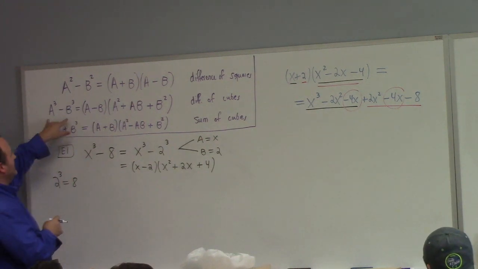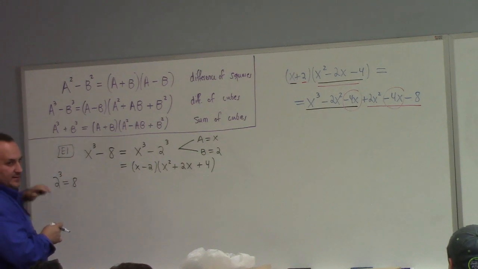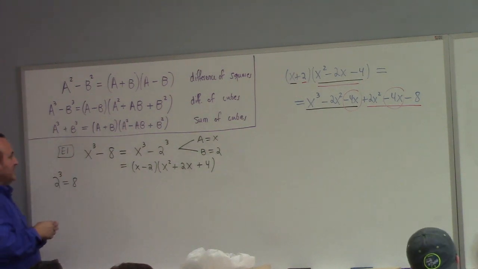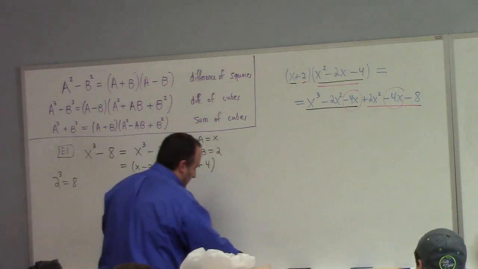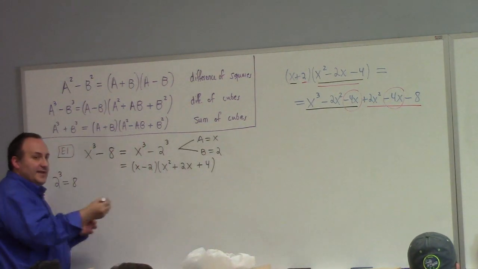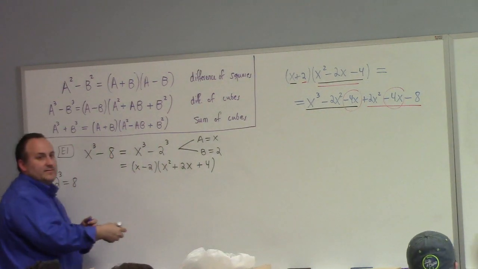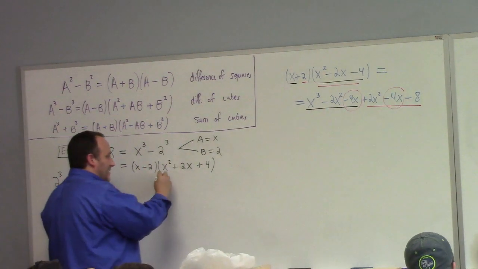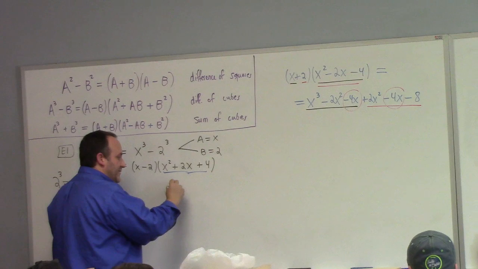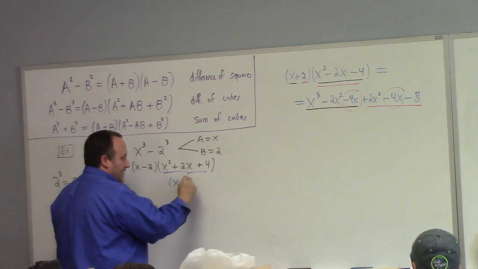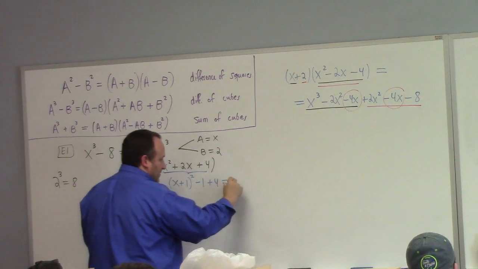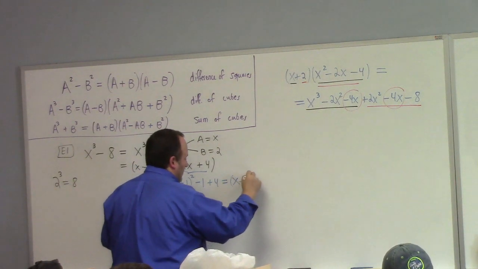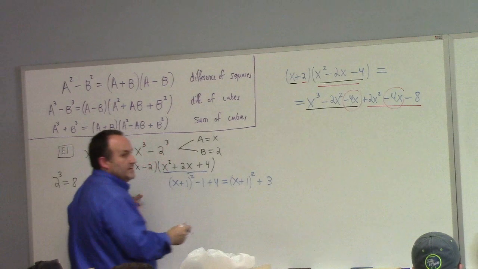Yes, but the pattern is a minus. Okay, so again, are we done factoring? No, we need to understand, can this be reduced or not? If we complete the square here, x plus 1 squared minus 1 plus 4 is x plus 1 squared plus 3.